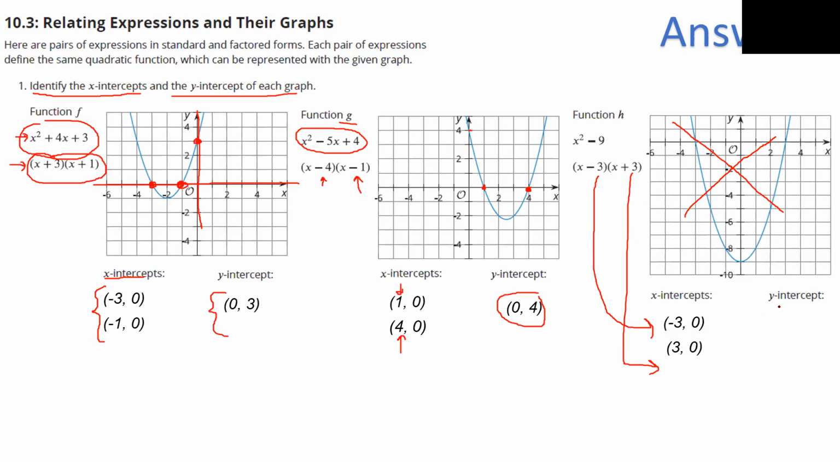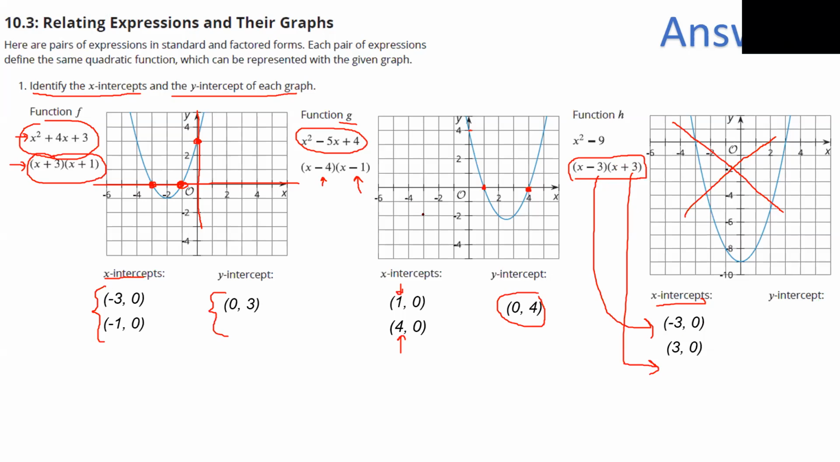Basically, the way you figure out the x-intercepts with your factored form is you look at what would make each factor 0. What would make x minus 3 a 0 is if I were to plug in a 3, so 3 minus 3 would be 0. What would make x plus 3 a 0 is if I were to plug in a -3, so -3 plus 3 would be 0.